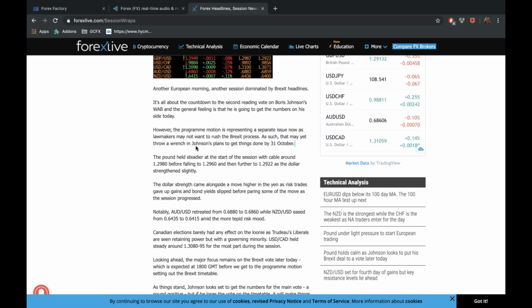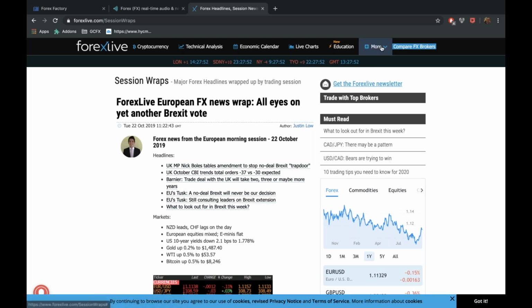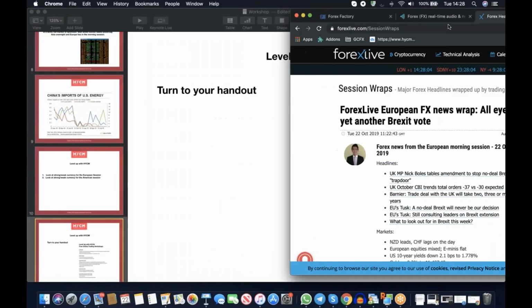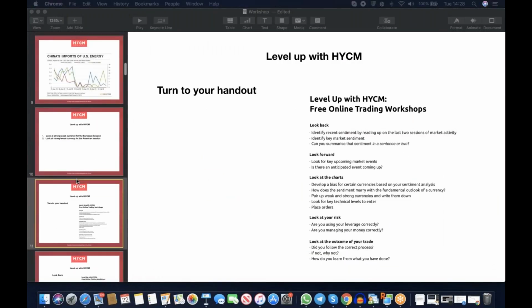That's why we've been seeing the pound falling, because even if he gets the vote through, the problem may come from the programme motion and the amendments. And if they don't get through, then Johnson has said he's going to throw the whole thing out. But if you look at these session wraps, that's a good place to look for any key sentiment, anything that's really driving. And as I said, that is a free resource. So by getting that free resource, you can have some heads up on what the mood of the market is.